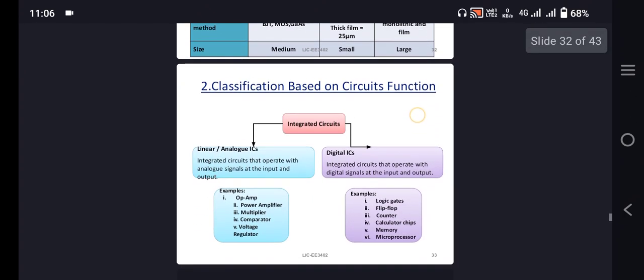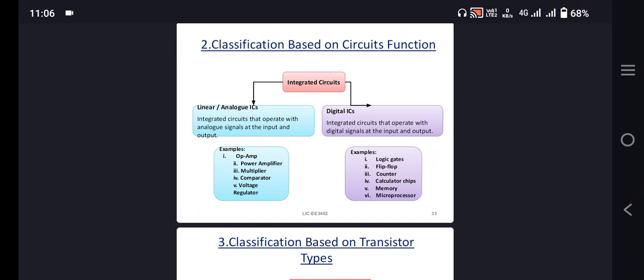The second classification is classification based on the circuit function, whose subdivisions are linear or analog ICs and digital ICs. Examples of linear ICs are op-amp, power amplifier, multiplier, comparator, voltage regulator. Digital ICs are logic gates, flip-flops, counters, calculator chips, memory, microprocessor.